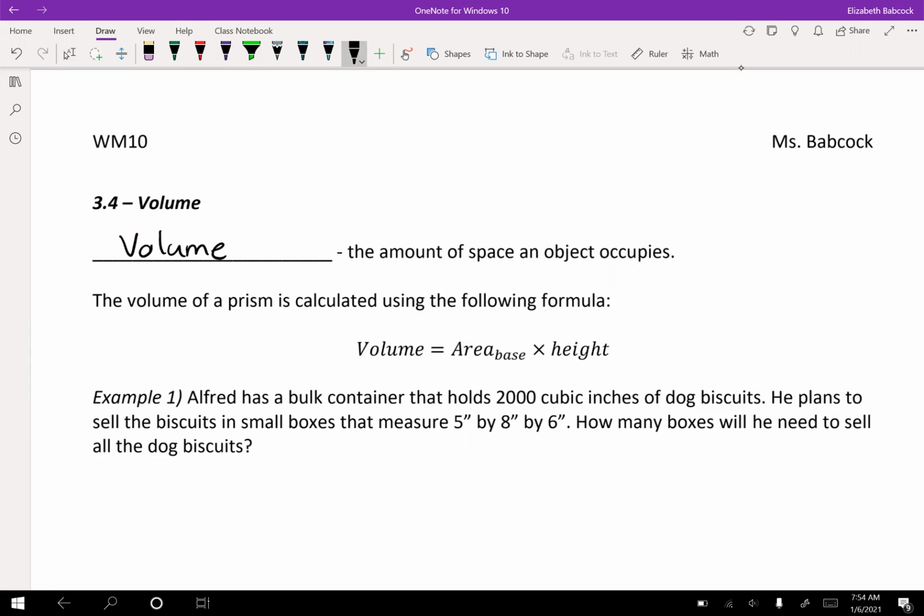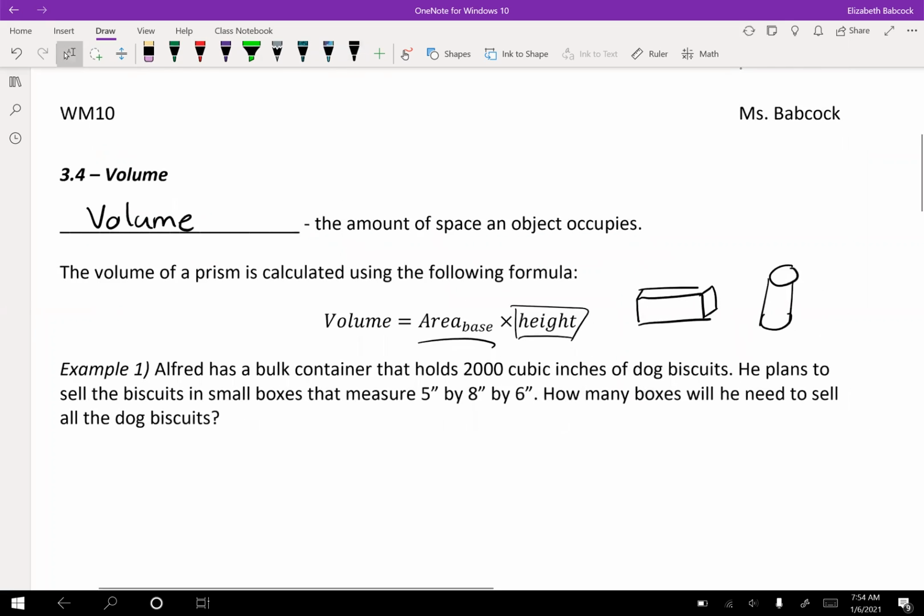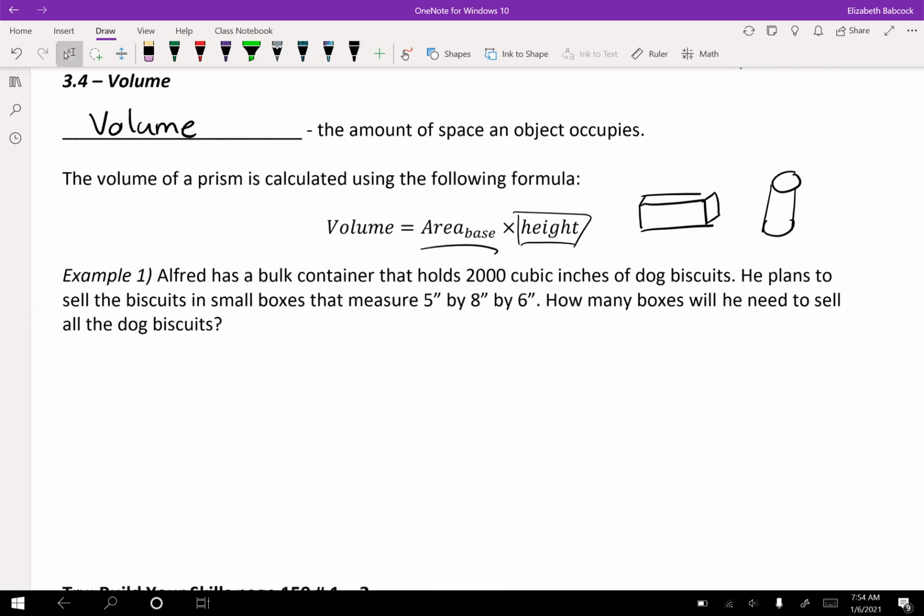Okay, so for example, the volume of any prism. So remember, a prism can be a square base that's carried through. It can be a cylinder. Okay, both of those are prisms. They're types of prisms. So the formula is the same. Calculate the area of the base and multiply it by how tall the object is. Okay. So we're going to hit the ground running.